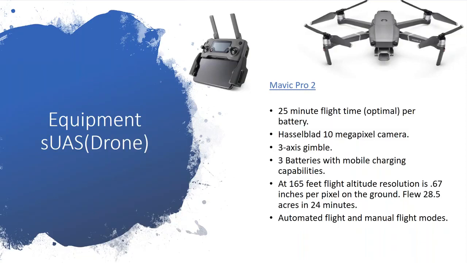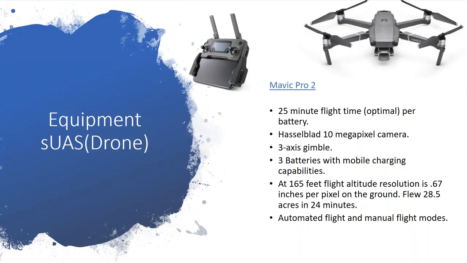Just as an example of some of the resolution that we get at 165 feet flight altitude, which is pretty average for what I fly most of my sites with, my resolution per pixel on the ground is 0.67 inches, which is better than any kind of aerial photography that we've got on any of our database layers in our GIS section. I was able to fly 28.5 acres in about 24 minutes. Back when I was doing Superfund work, I would have never been able to walk 28.5 acres and see everything I needed to see in 3 days probably.